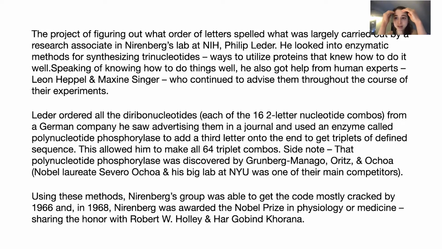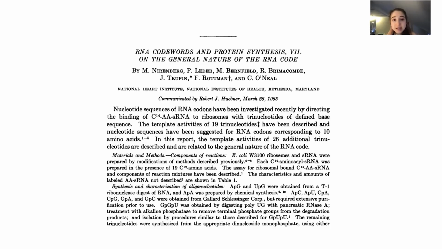But for other of them, basically what they did is they ordered all of the ribonucleotides, so each of the 16 2-letter nucleotide combos, from this German company that was advertising them in a journal. And then they used this polynucleotide phosphorylase to add a 3rd letter onto the end of those. This was the phosphorylase that they got from the Ochoa lab. And by this way, they could make all of the different 3-letter combinations. And so they were able to get the code mostly cracked by 1966.